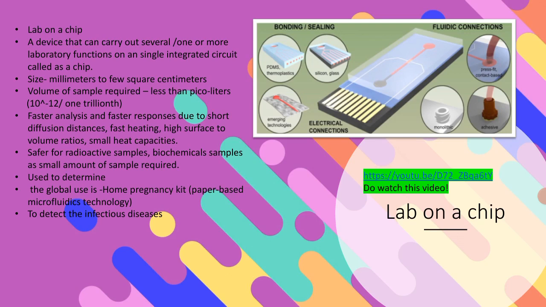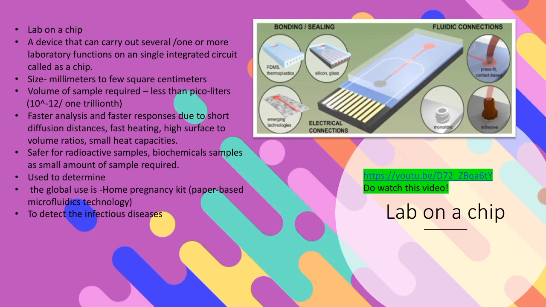Then the bonding or the sealing surfaces can be PDMS, thermoplastic surfaces, silicon, or glass slides, which are mostly used for manufacturing these chips. Glass slides are the most used material for these biochips, lab on a chips. Then among emerging technologies, as I mentioned, paper-based microfluidics material can also be used.